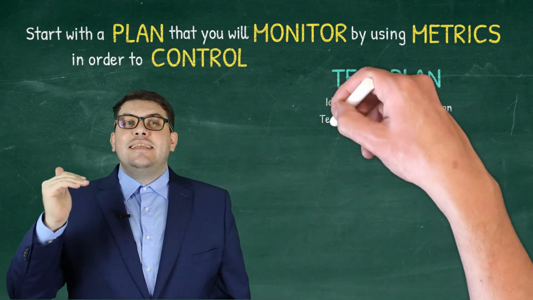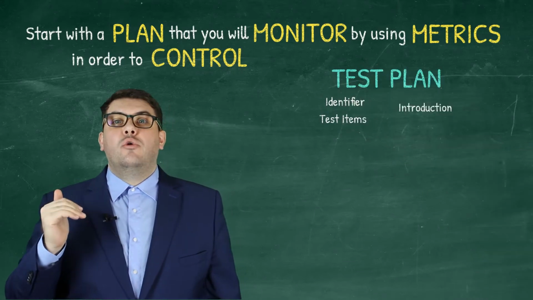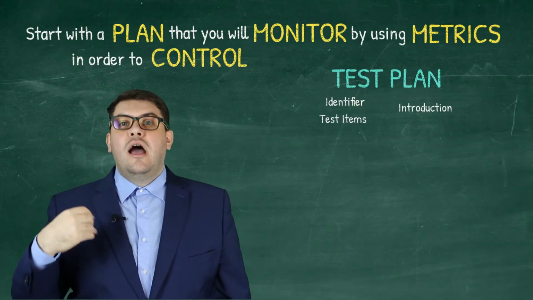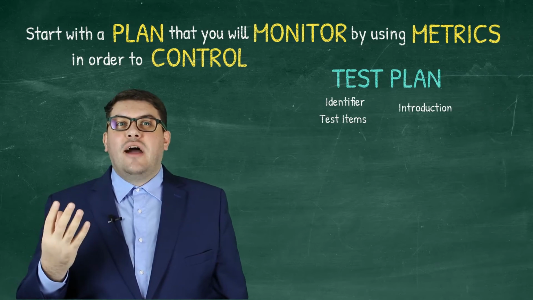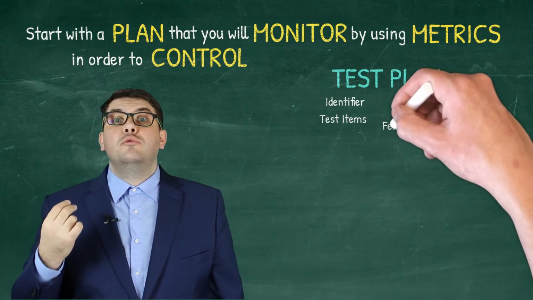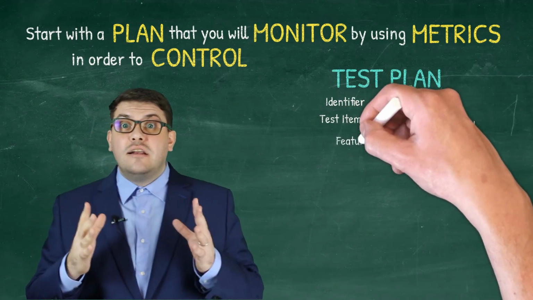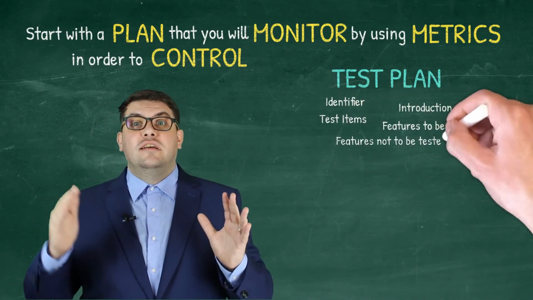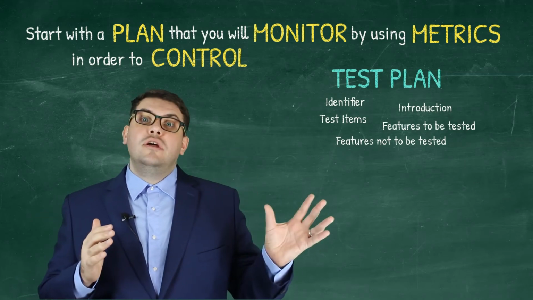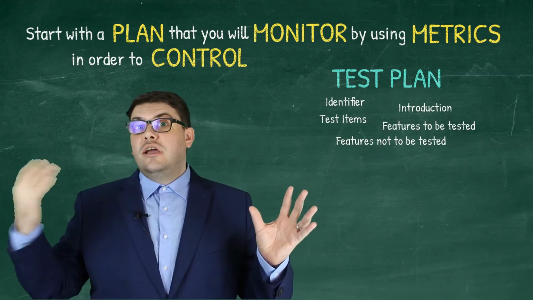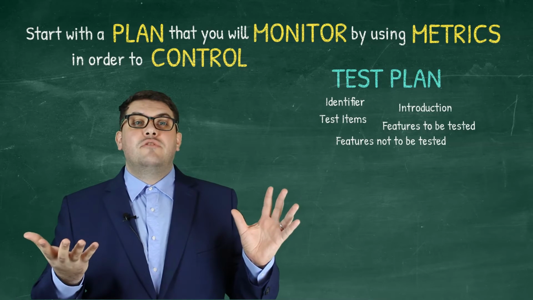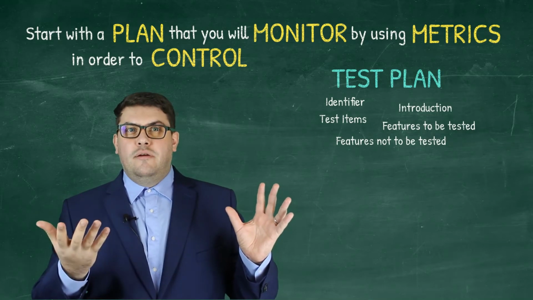Afterwards, we should detail the test items that are going to be part of this plan, further specify the features that are going to be tested, but also the features that are not in the scope of each current test level, because during component test we look at something, during acceptance test we look at something completely different.